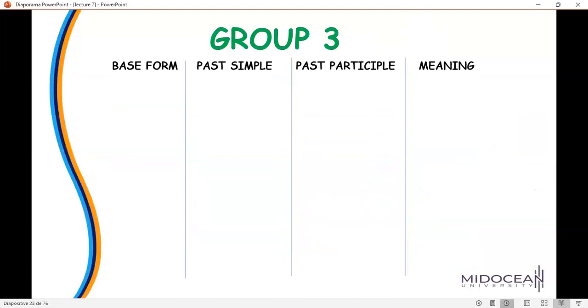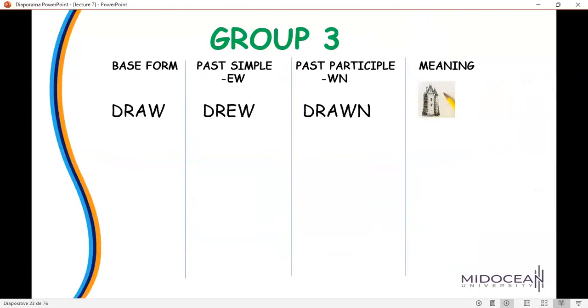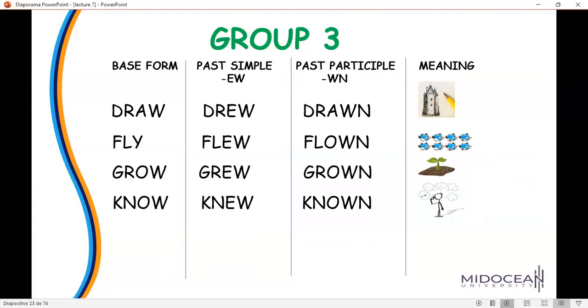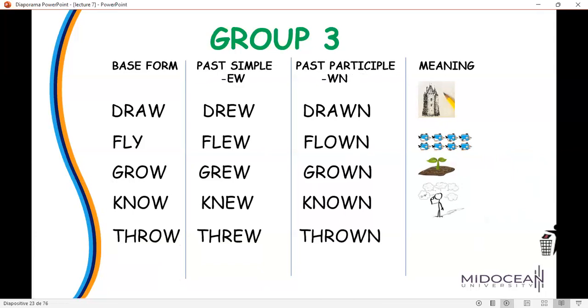Group 3. Draw, simple past drew, past participle drawn. Fly, simple past of the verb flew, past participle flown. Grow, simple past grew, past participle grown. Know, simple past knew, past participle known. Throw, you have threw, simple past, and past participle thrown.